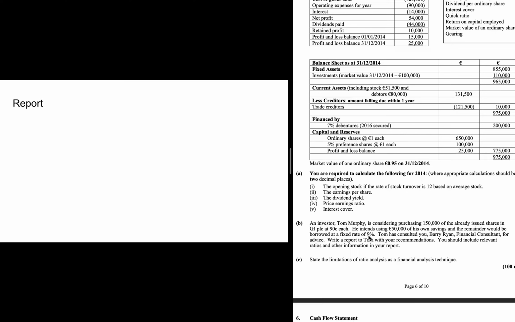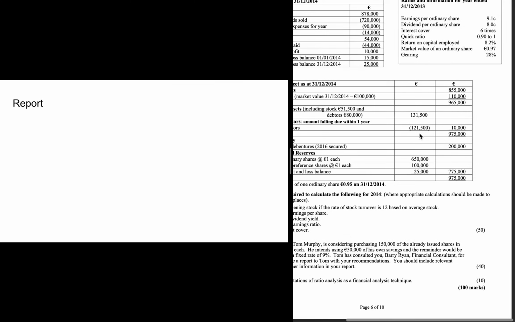He's consulted me, Barry Ryan, as financial consultant for his advice. Write a report to Tommy with your recommendations. I would suggest you follow a very simple report to Tom Murphy from Barry Ryan and give it a date. Now I know you can just check straight away at the start, right? His earnings per share is 9.1 and now it's 6 point something.